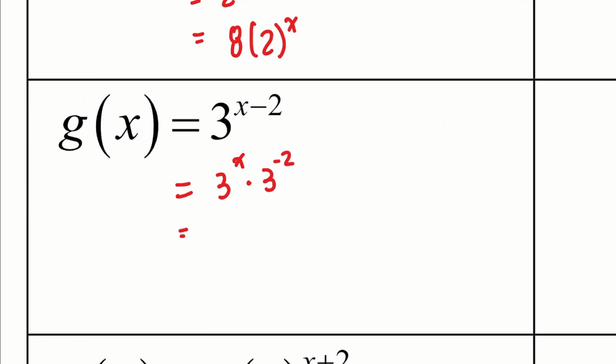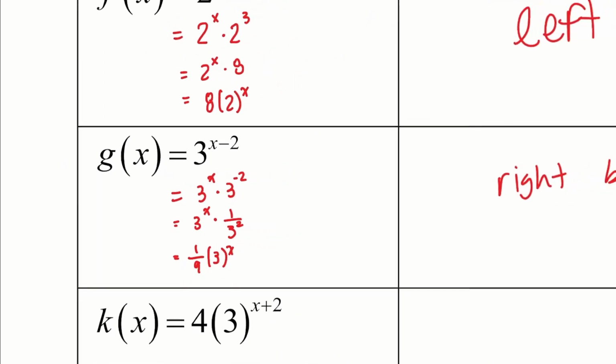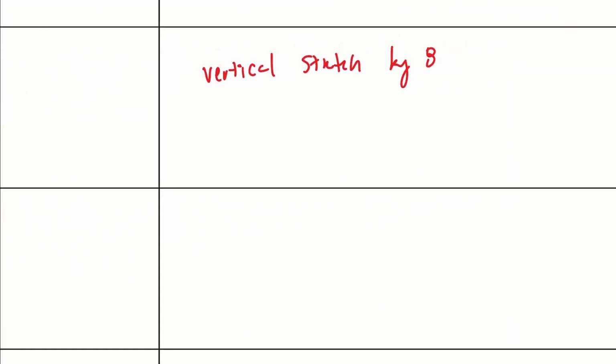Technically, since I have a negative exponent, I should apply the negative exponent property and rewrite this as 1 over 3 to the power of positive 2. And then we'll simplify that. That all equals 1 over 9 times 3 to the power of x. Now I can see that I have a vertical compression by 1 over 9.